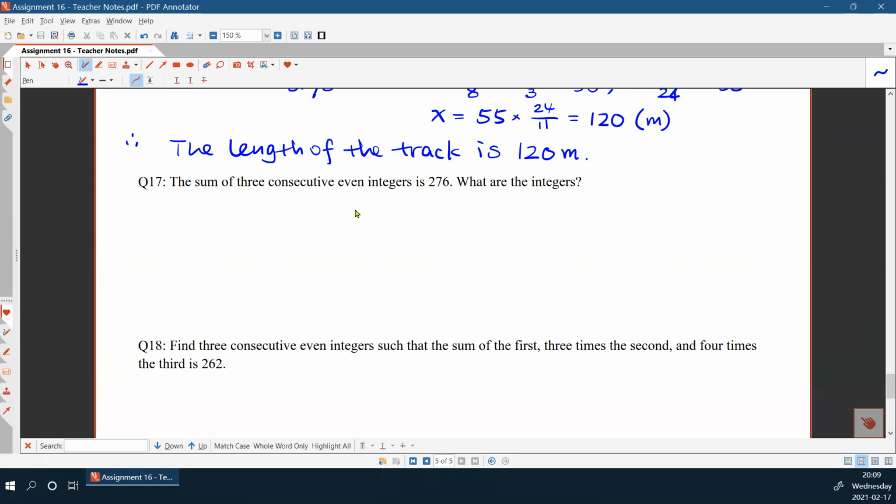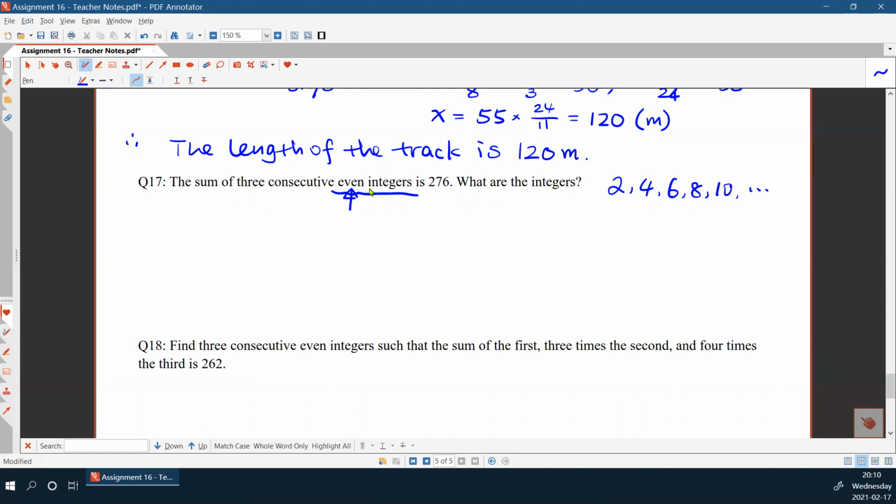Sum of 3 consecutive even integers. Okay, pay attention to the word here, even. What does this mean? What are even numbers? Even numbers are 2, 4, 6, 8, 10, etc., right? These are called even numbers, which can be divided by 2 without any remainders.